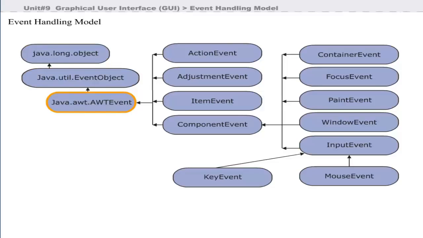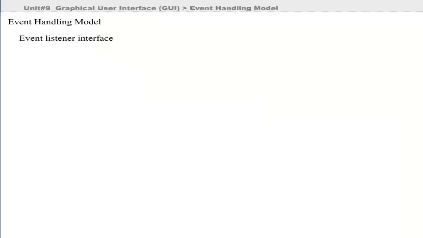AWTEvent. This class has further different types of event classes. The ComponentEvent class has some subclasses, and one of these classes is an InputEvent class that has KeyEvent and MouseEvent classes. These handle keyboard and mouse events. Event listener interfaces help to identify the event that has occurred. It has ActionListener, KeyListener, and MouseListener capabilities.